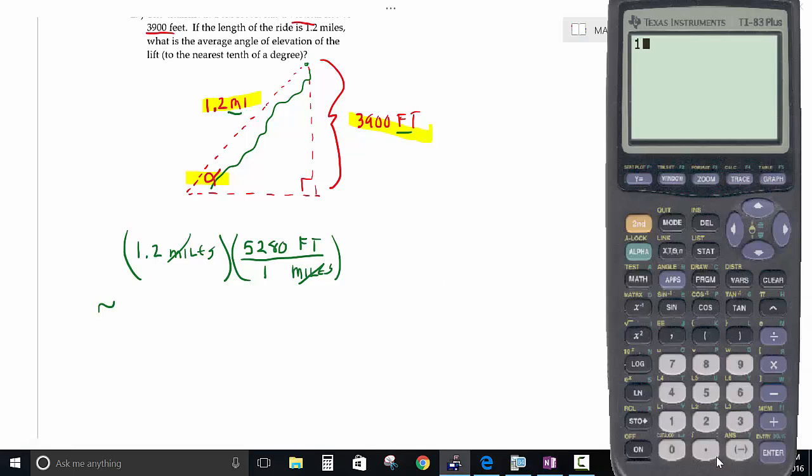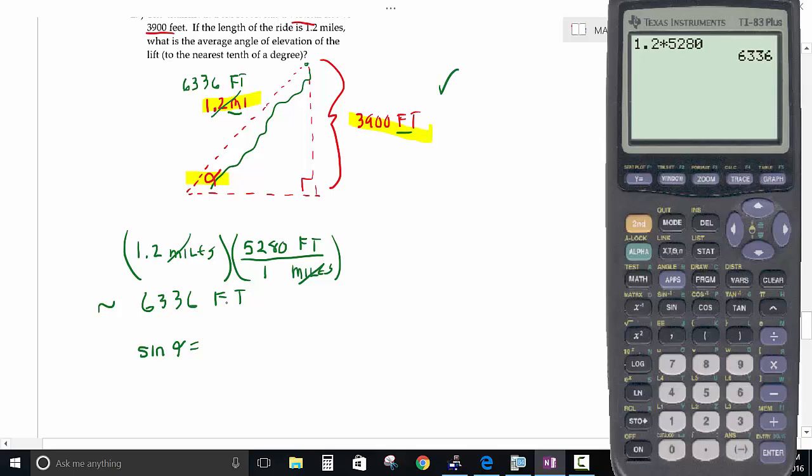So let's do that now. We got 1.2 times 5,280, which is going to be equal to 6,336 feet. So this thing right there gets changed to 6,336 feet. Now everything's consistent, so we're good. So the sine of alpha is equal to the side opposite, which is 3,900 feet, divided by the hypotenuse, 6,336 feet. Now see, this ratio right here is less than 1.